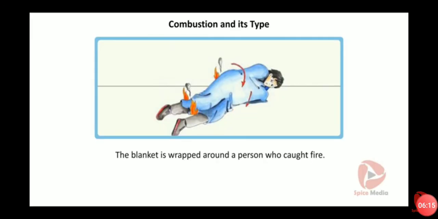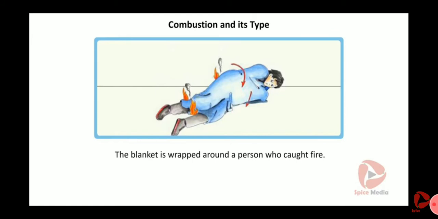Summary. If the clothes of a person catch fire, the person is covered with a blanket to extinguish the fire. Can you guess why? The blanket is so thick that it stops the supply of oxygen or air to the burning person and the fire is extinguished immediately. That is why a burning person is covered with a blanket to extinguish fire.